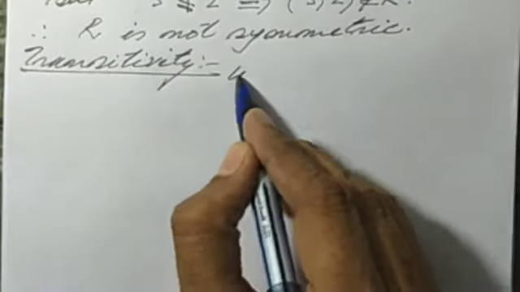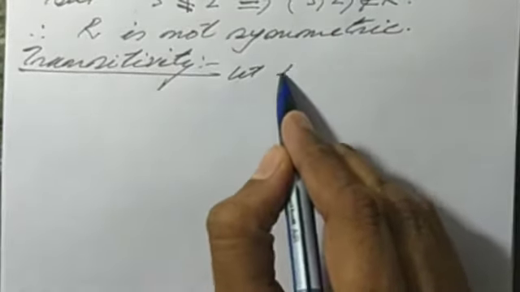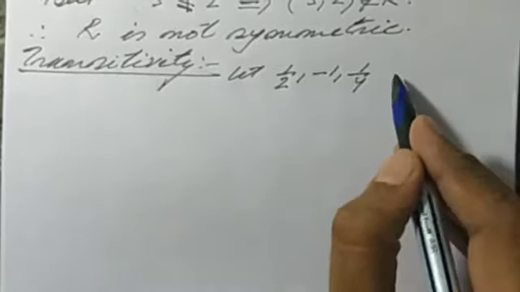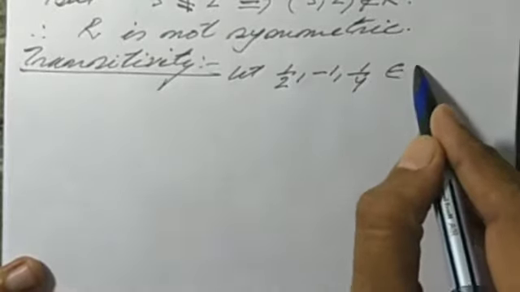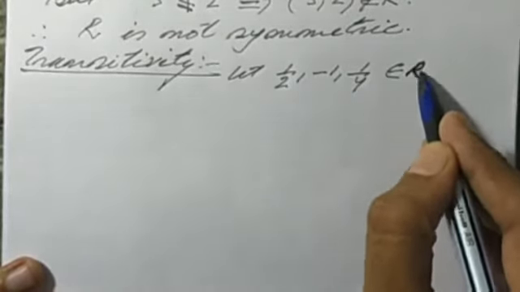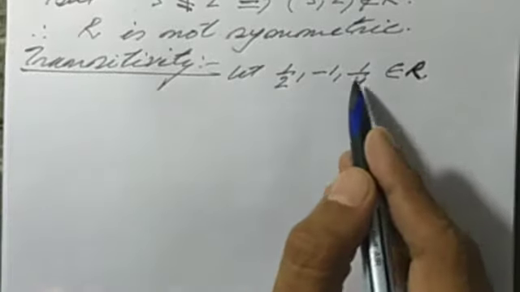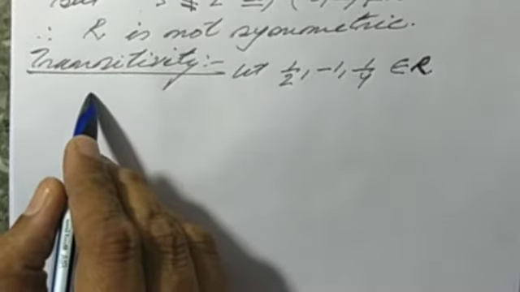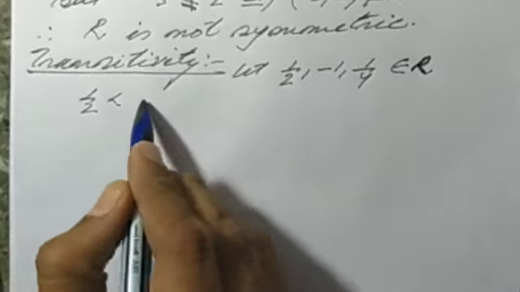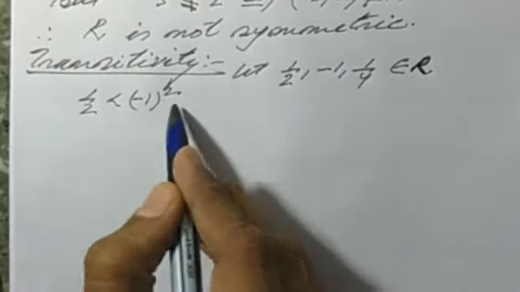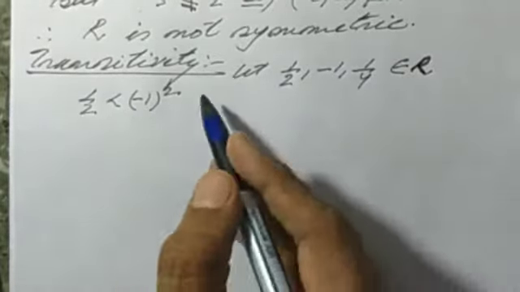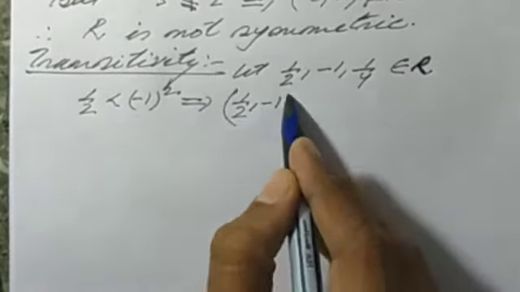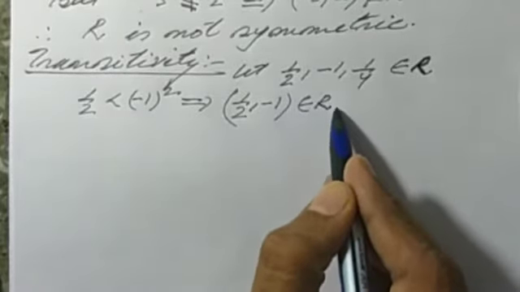So let us choose three numbers as 1/2, minus 1 and 1/4, which are real numbers obviously. 1/2, minus 1 and 1/4, all the three are real numbers. So as we know, 1/2 is less than minus 1 squared, because minus 1 squared is 1 and half is less than 1. So it implies that (1/2, minus 1) belongs to R.